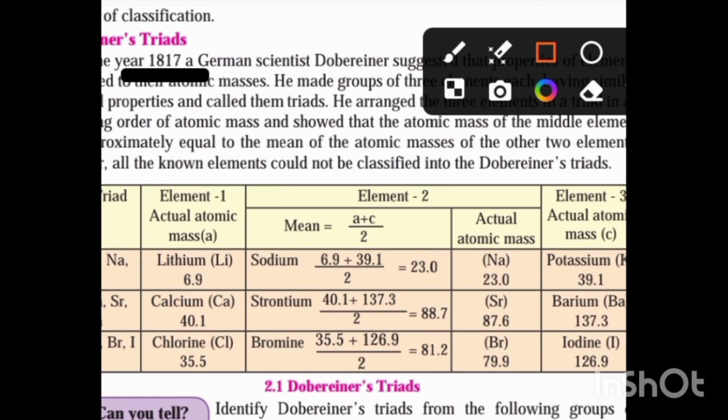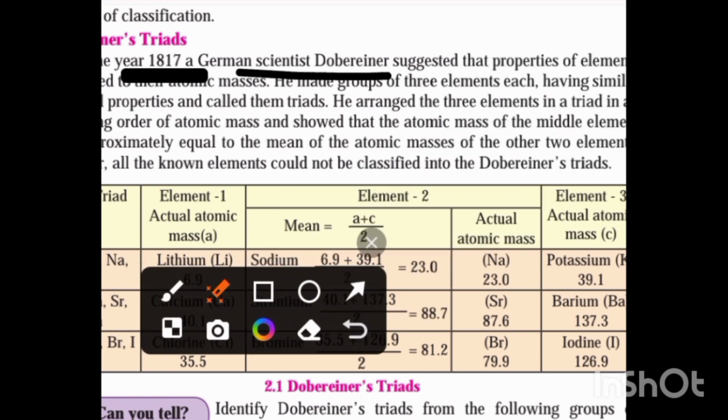First write in which year he gave it, then write information about him and what he meant. Then write that he made a group of three elements and called it triads. Then he arranged these elements in the increasing order of their atomic masses and showed that the middle element was approximately equal to the mean of the other two elements. You could make points, and never write the answer in a paragraph. Always write the answer in points. I prefer to write answers in points.